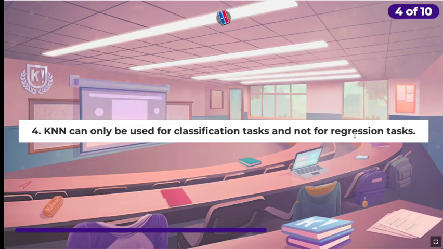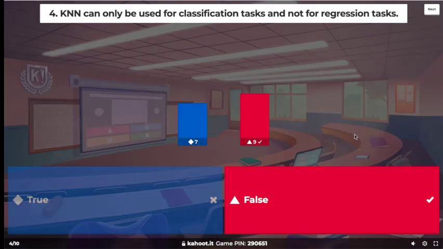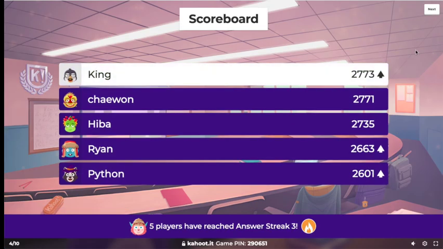KNN can only be used for classification tasks and not for regression tasks. We already addressed this. So I was really wondering who said true. We explained how we can use KNN for prediction in regression. So we can use KNN for both classification and regression. The same applies to decision trees. You can use decision trees for classification, which we learned in this class, but you can also use decision trees for regression, which we didn't include in this class.